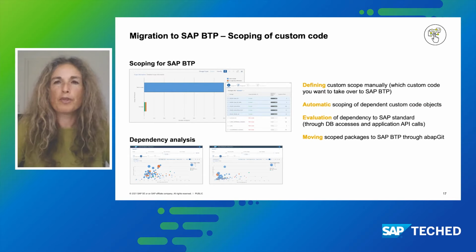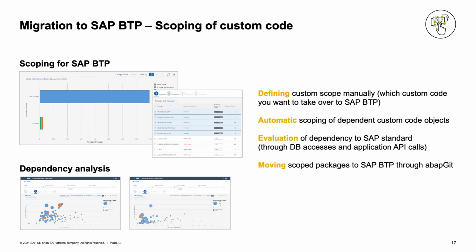You define the scope of the custom code for BTP transformation in the manual way. That is, you select which application you would like to take over to the cloud, and the app also scopes the dependent objects automatically. Especially for such replatforming projects as custom code migration to SAP BTP, we have designed the dependency analysis. And dependency analysis is capable to detect how tightly your custom code is coupled to SAP standard.